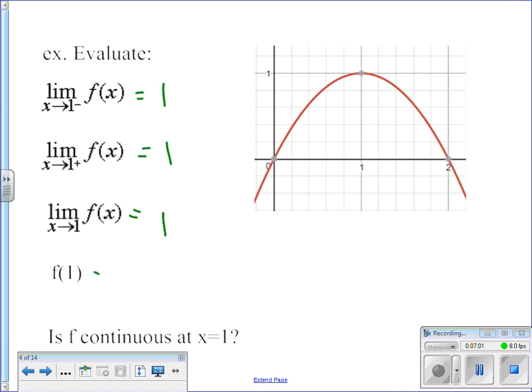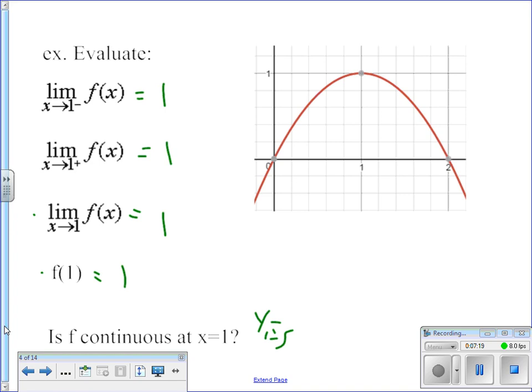What is f of 1? 1. Is it continuous? Yeah. This is true. This is true. These two are equal to each other. Yes, I have 3 conditions. All conditions have been met. And I must meet all conditions, yes.